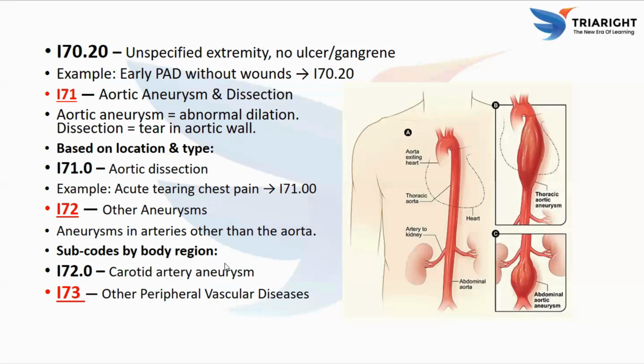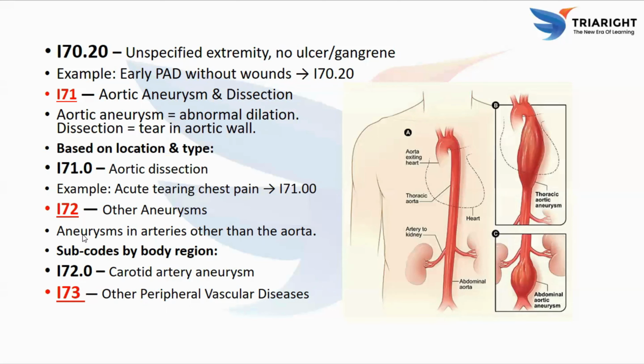And I72 is for other aneurysms. So aneurysms in arteries other than the aorta. What do you mean by this? It is used for aneurysms in any artery except the aorta. These aneurysms are coded by body region. What is the example of the subcode? I72.0. This is the carotid artery aneurysm. You have to assign the code I72.0 whenever carotid artery aneurysm is diagnosed.